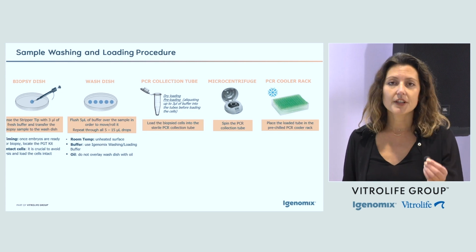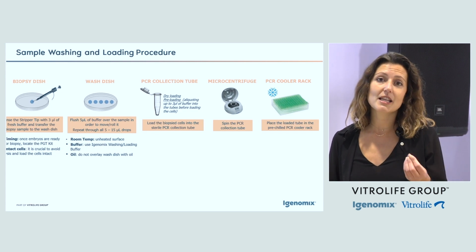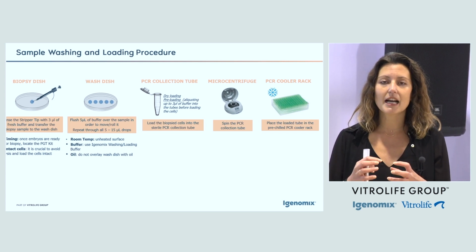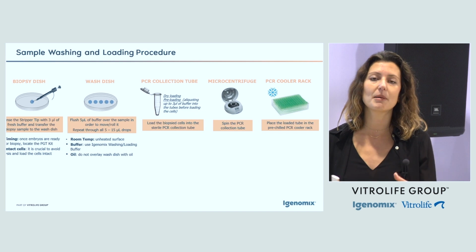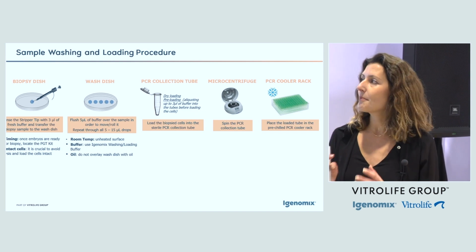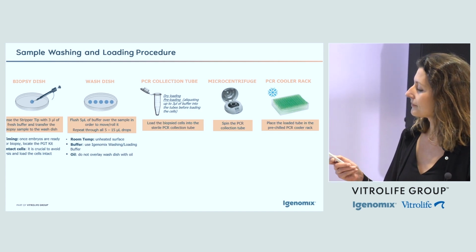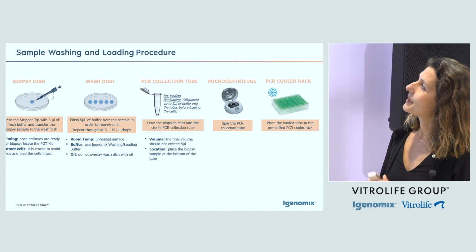Well, if there's oil within the tube and with the cells, once we put the buffer for the amplification, it might have a negative impact in that amplification process. So it's very important that the cells are clean and that there's no oil in that dish. So the next step is the PCR collection tube.